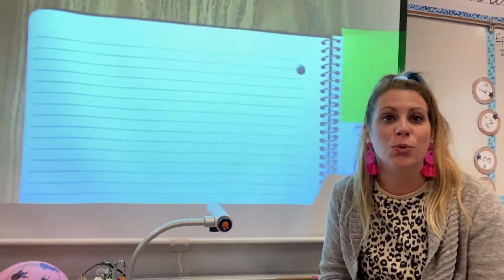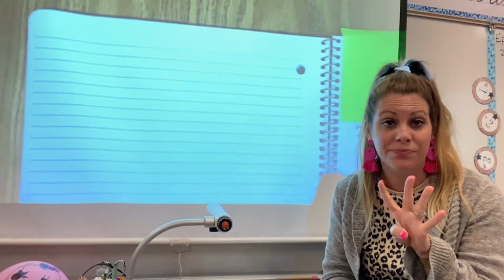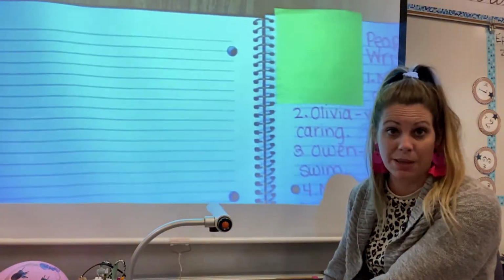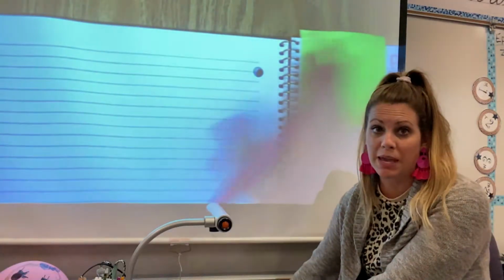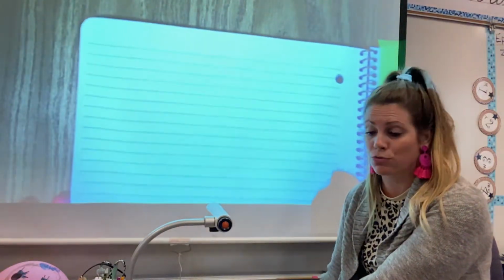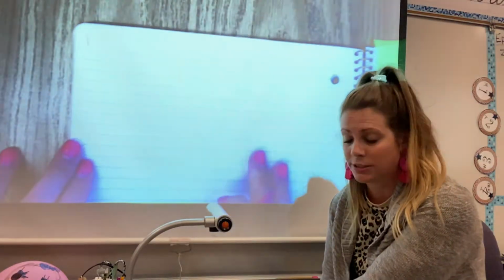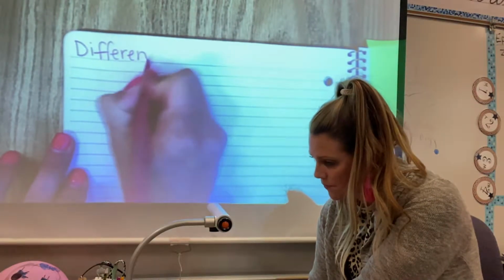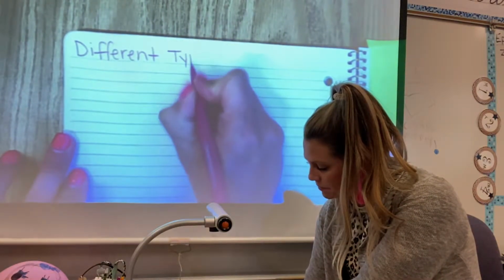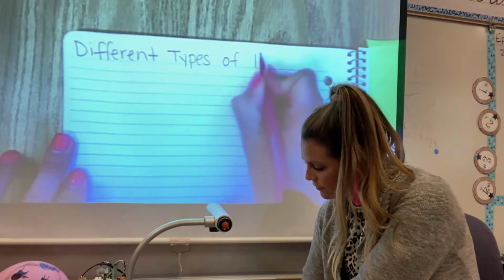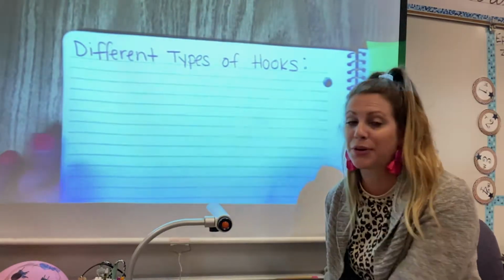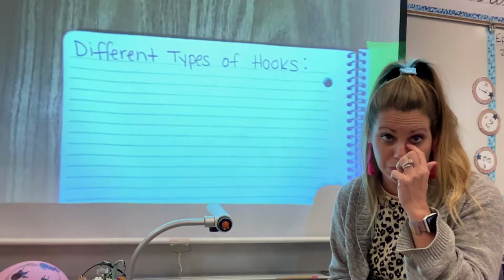So I am going to teach you 4 different hooks today that we use at the beginning of our writing. So again, you should be on that very first page in the back of our book, with that sticky note. We're going to do the page right next to it, and we're going to write and learn about the different types of hooks. And no, I don't mean fishing hooks. The different types of hooks in writing that master authors use, okay?